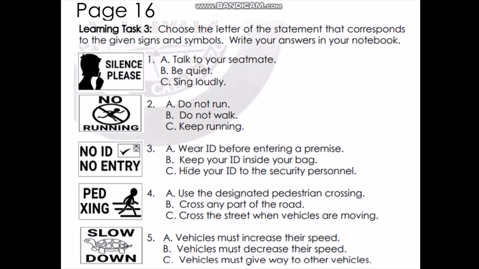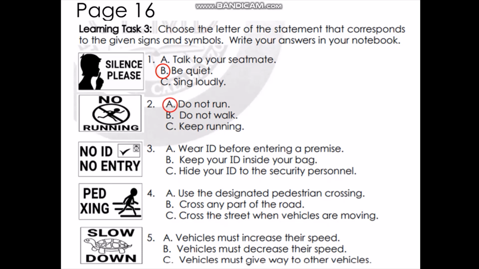And letter C, vehicles must give way to other vehicles. A, B, or C? If you're not yet done, click the pause button. If you're done, click the play button. So now let's check. For number 1, it's be quiet.